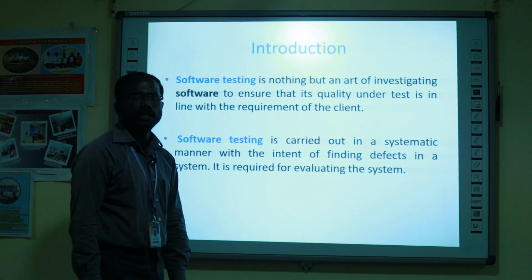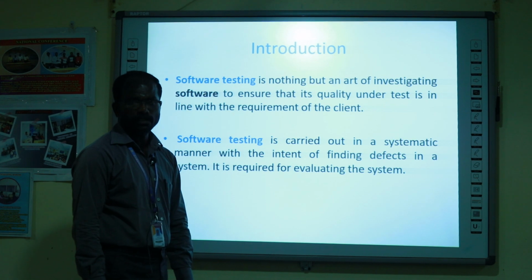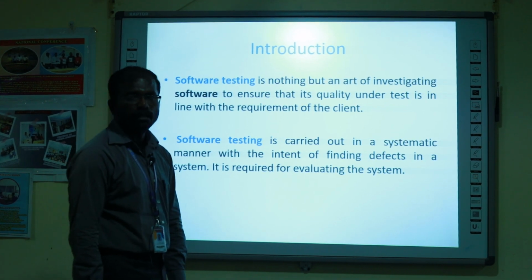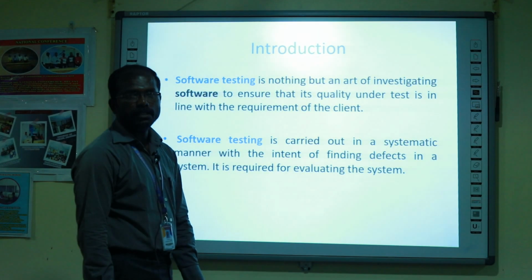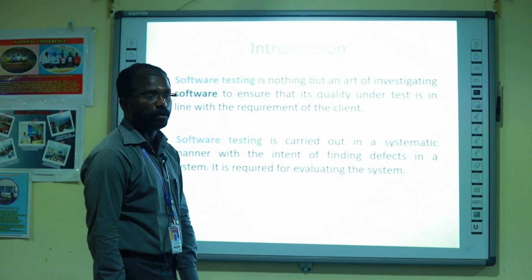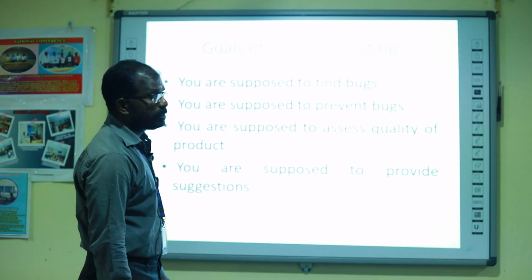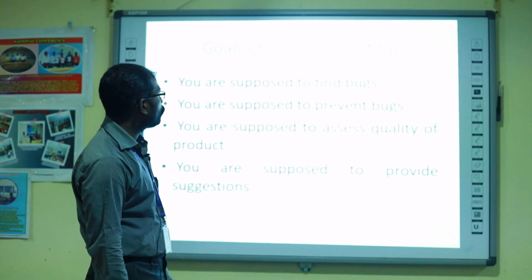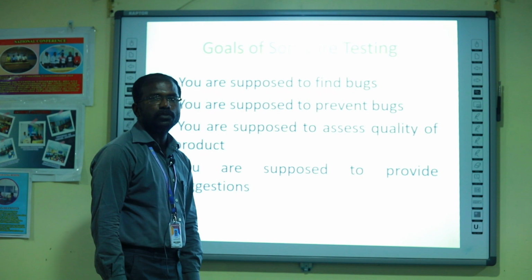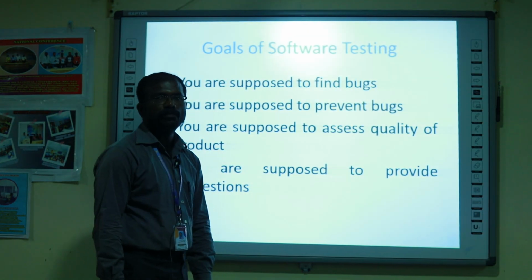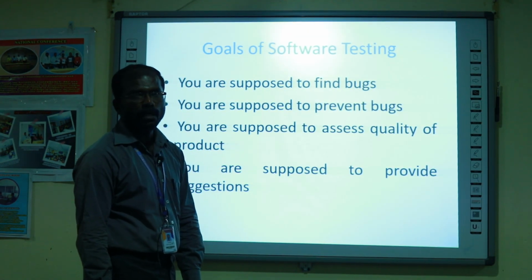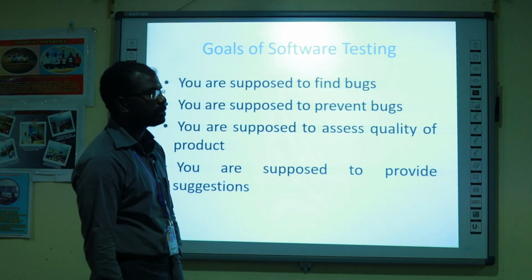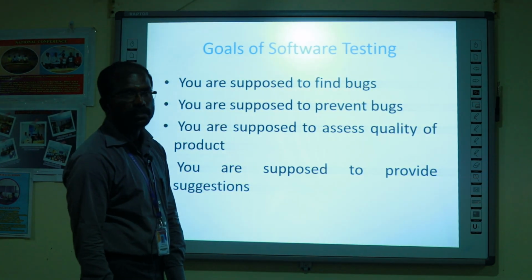The main aim of the software tester is to find whether defects or bugs are present in the developed software or not. Next, these are the goals of software testing. First of all, you are supposed to find the bugs. We have to repeatedly test the software developed by the developer, and find the bugs or errors present in the software.